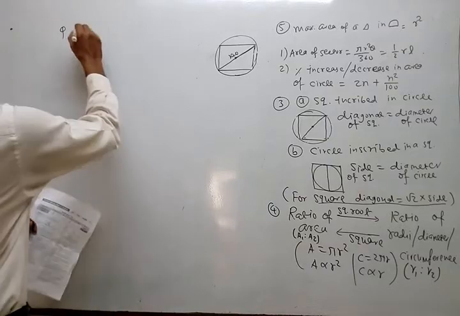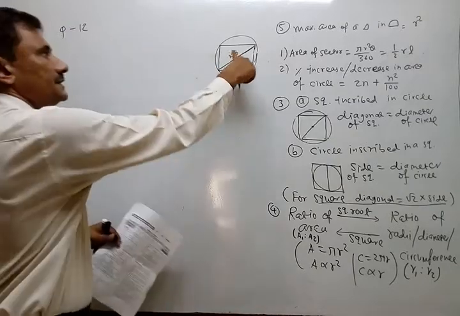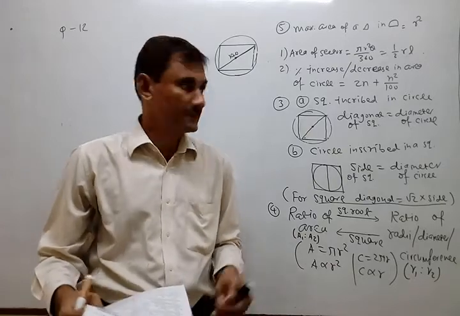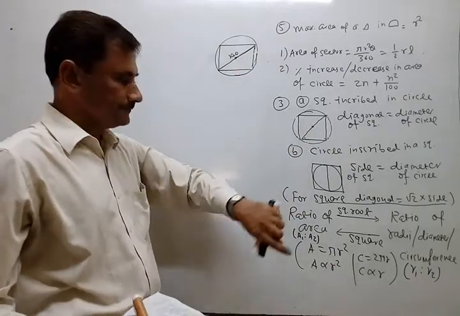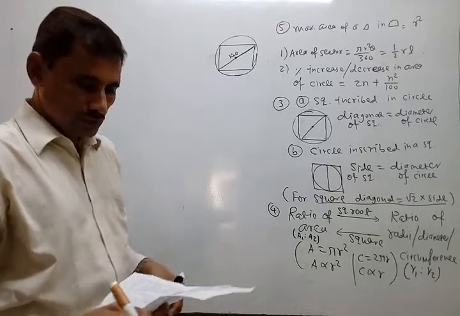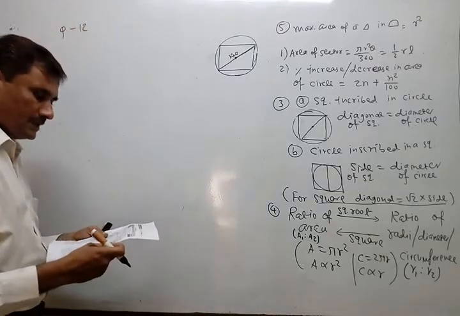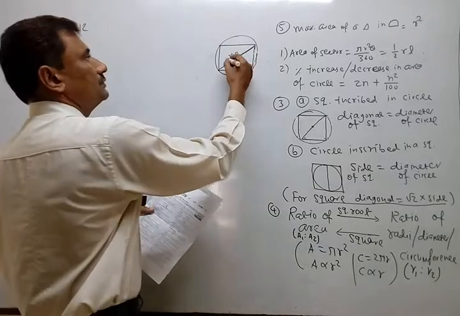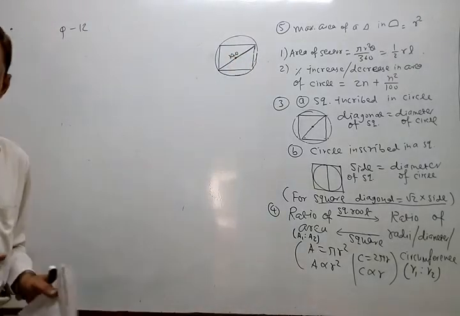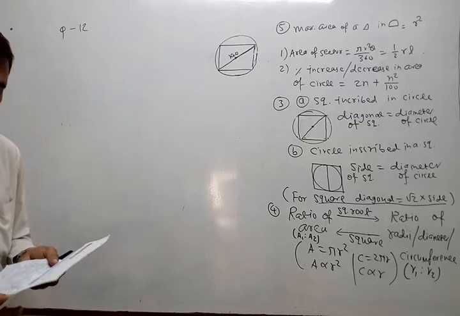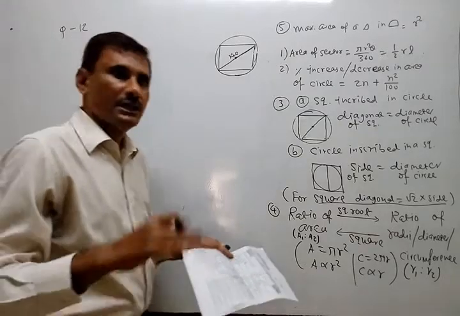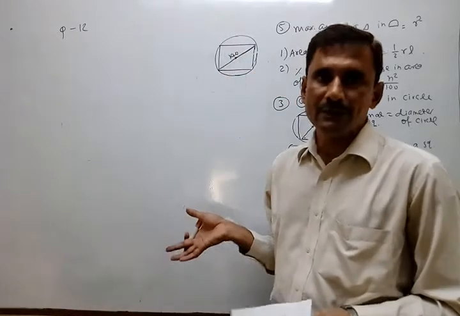In number 12, a square is inscribed in a circle. So again, this figure is repeating. Now look at what is given: the area of a square inscribed in a circle with radius 70. So the diameter will be 140. What you want is the area of the square, not the area of the circle. If the area of the square is asked, then no problem will be there.